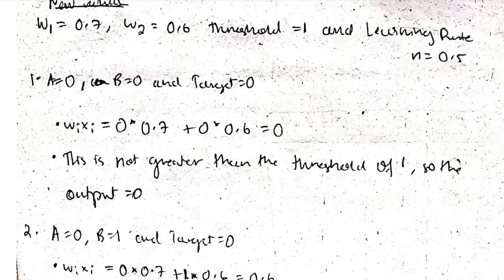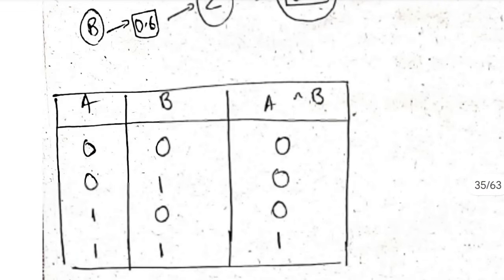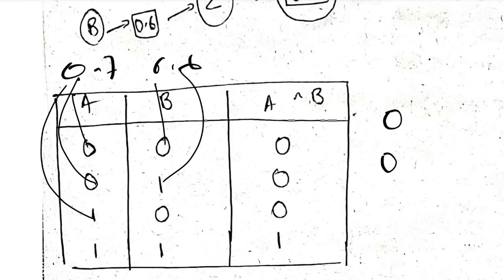Why? Because of common sense. See here, 0.7 and 0.6. Let's see from the table itself. 0.7 and 0.6, put it above. Now you tell me, multiply these both values, add it up and tell me the answer. 0 only, right? And multiply this one with this one and this one with this one, add it up and tell me the answer. That is 0.6. That is less than 1, which means the output will be 0. Multiply this one and add it up and tell me the answer.